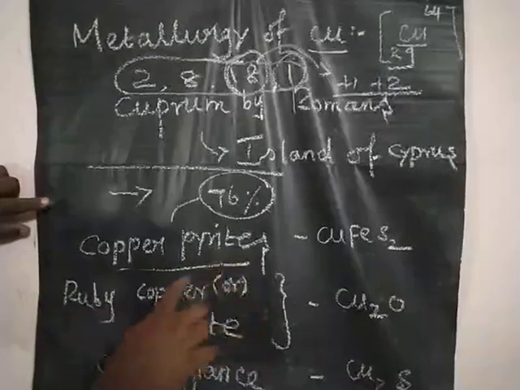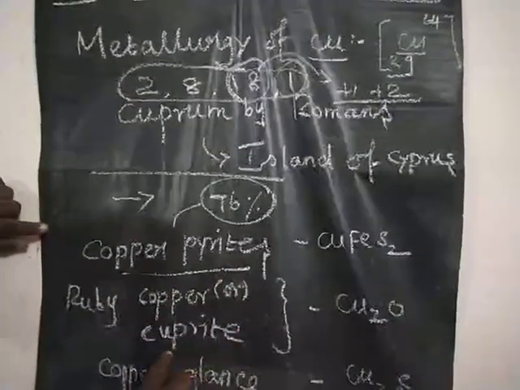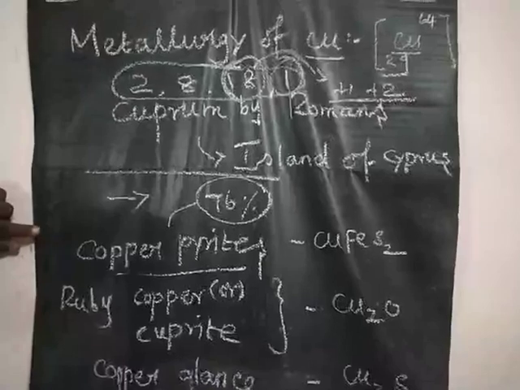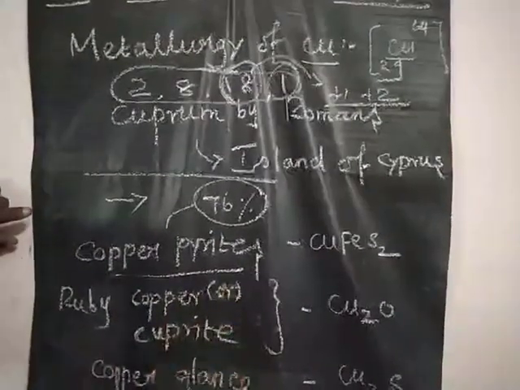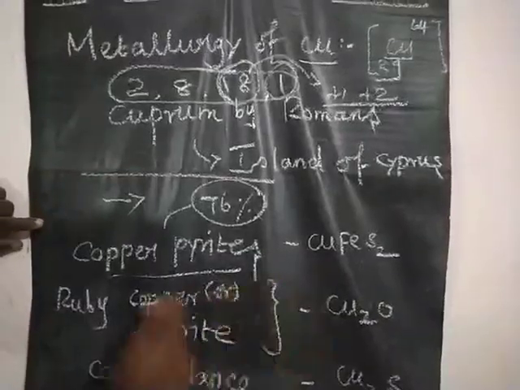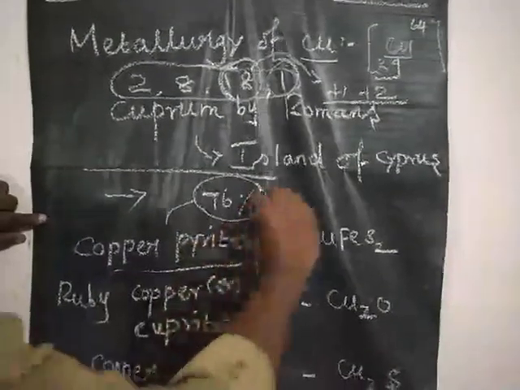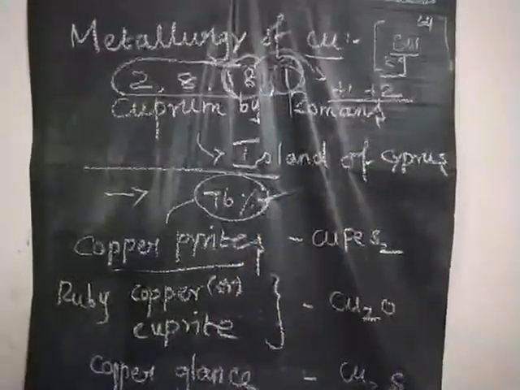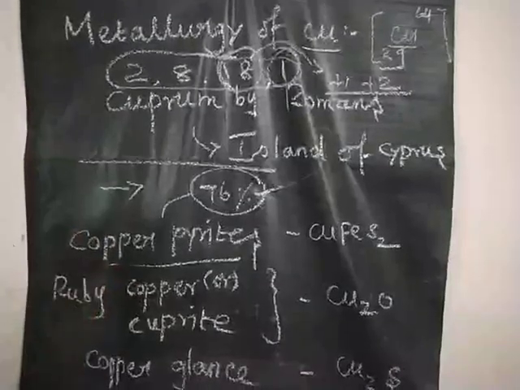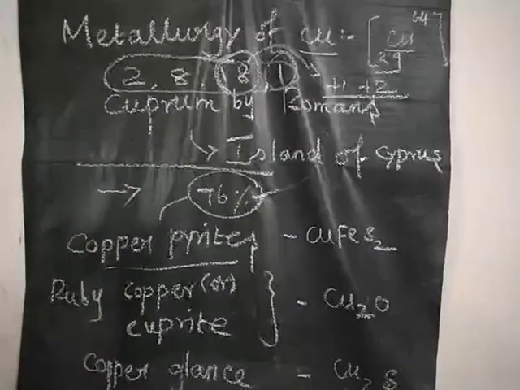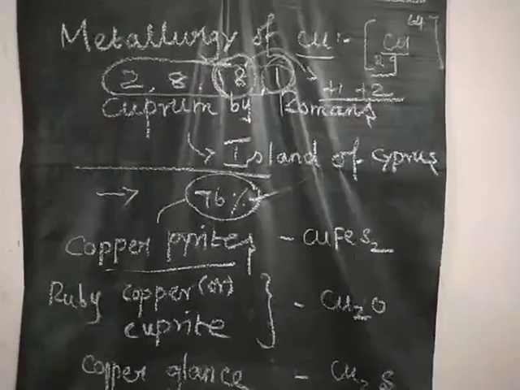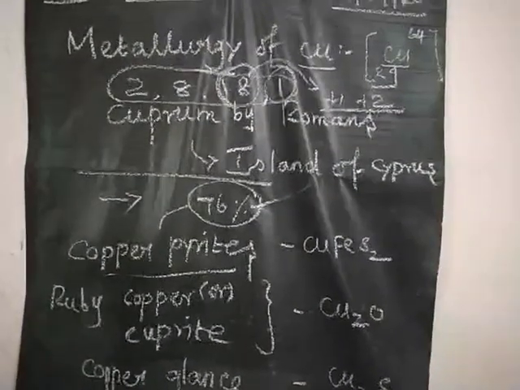So there are three ores: copper pyrites, ruby copper or cuprite, and copper glance. Among the three, which ore contains the maximum percentage of copper? Around 76% in copper pyrites, and from that we have to extract the copper. What are the steps involved in the extraction of copper from copper pyrites?